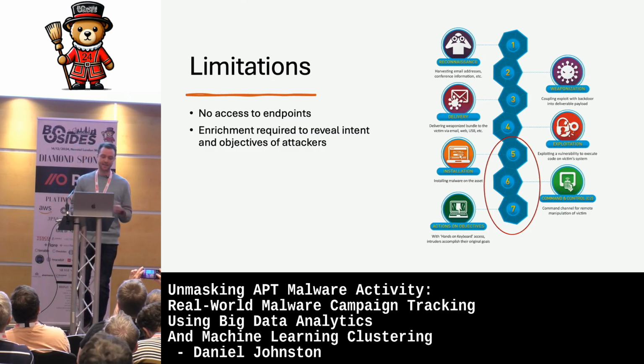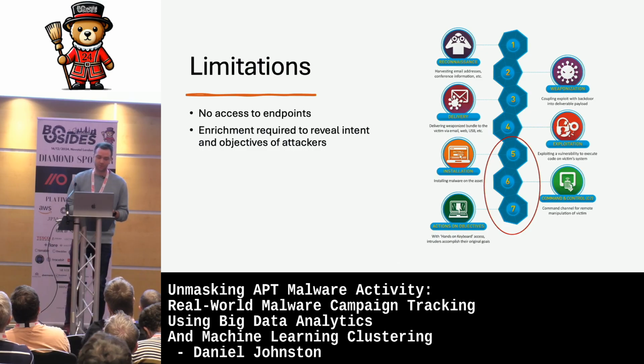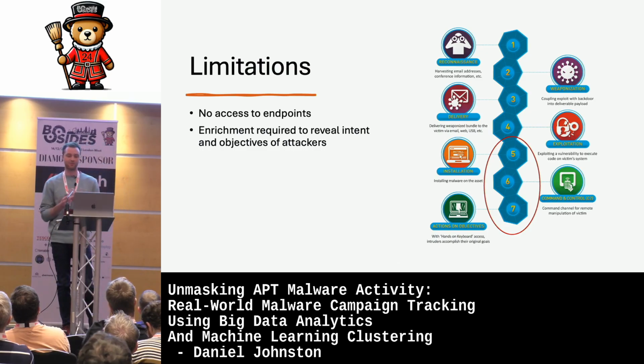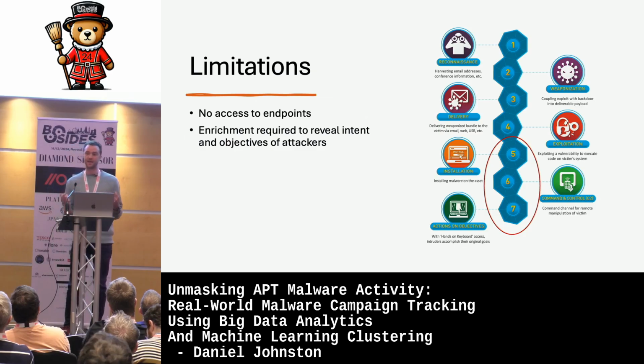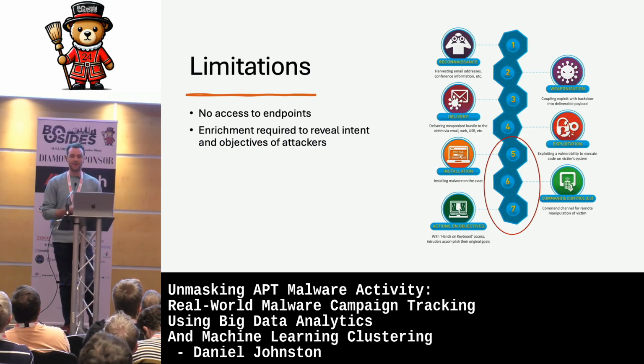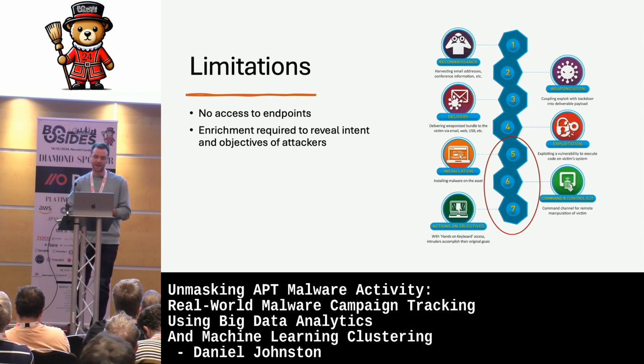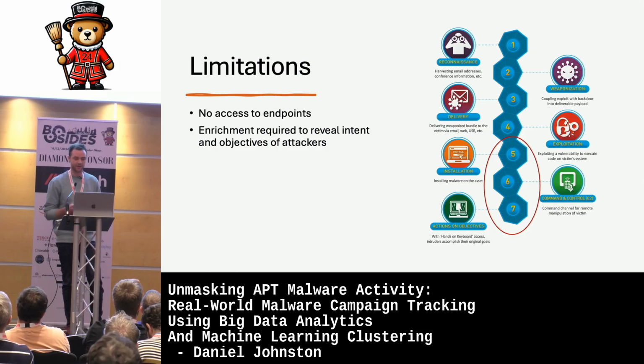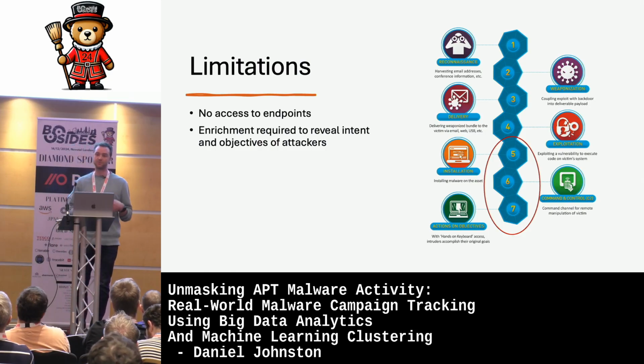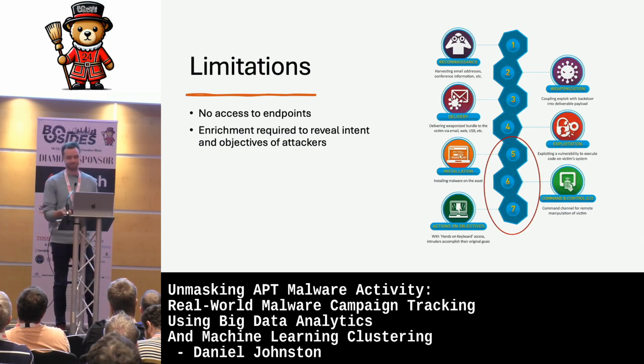We have no access to the endpoints, so we can't see any installation of the malware on the asset. We can't see any communication between the command and control server and an infected server, and therefore we can't deduce any actions on the objectives. We don't know what the attacker's intent is. Really, we can only see the first 4 links in the cyber kill chain. So clearly some enrichment is required to be able to reveal the real intent behind the actions of the attackers.